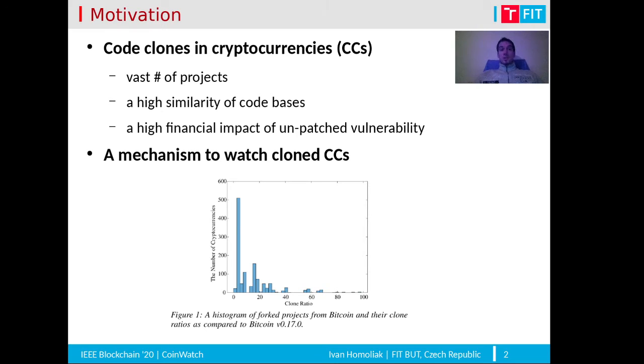So the motivation for this work are code clones which exist in cryptocurrencies. And what is the difference between code clones and other projects? There is a vast number of clone projects. There is a high similarity of code bases of these clone projects, and cryptocurrencies also suffer from high financial impact of unpatched vulnerabilities that are propagated among the clones. So we would like to have a mechanism to watch cloned cryptocurrencies.